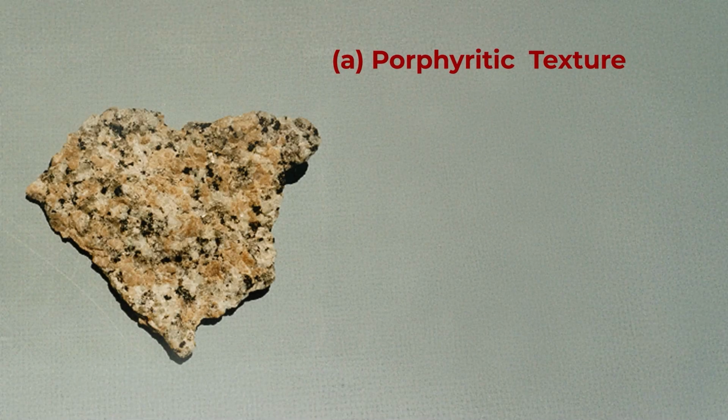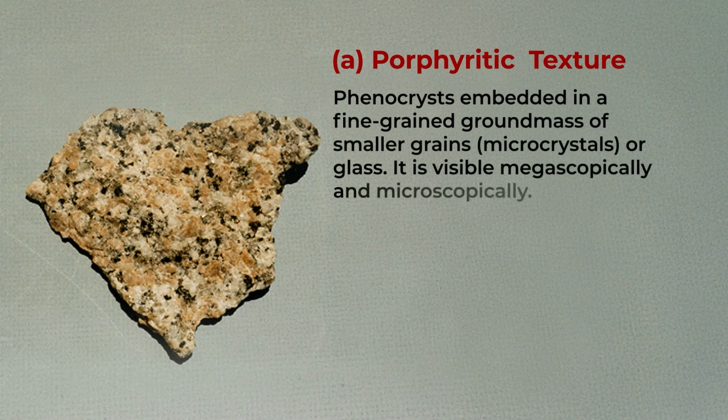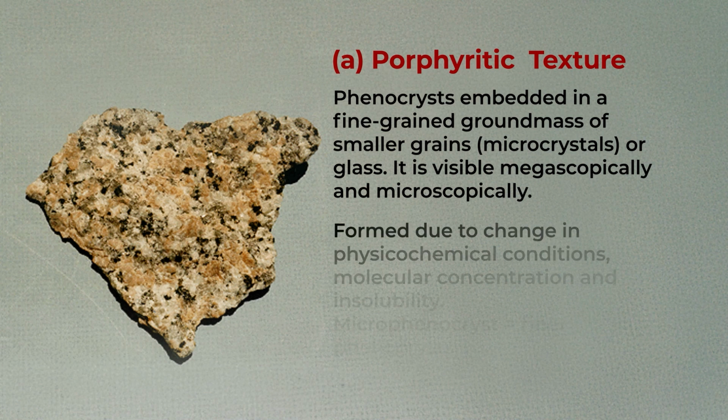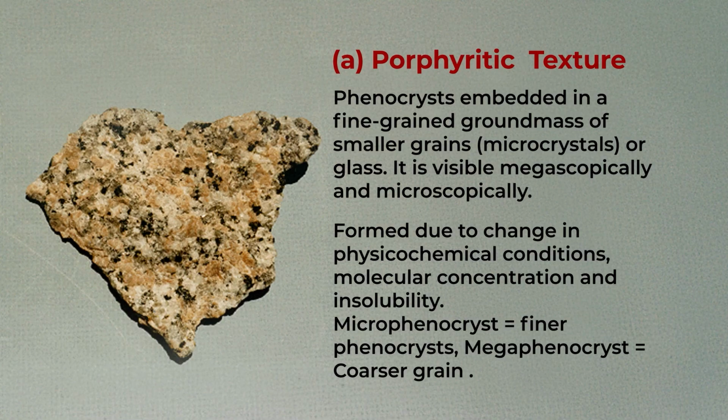Now let us first discuss the porphyritic texture. In this case the phenocrysts, or the larger size crystals, are embedded in a fine-grained groundmass of smaller grains or microcrystals or sometimes glass. It is visible megascopically and microscopically both. They are formed due to change in physicochemical conditions, molecular concentration and insolubility.